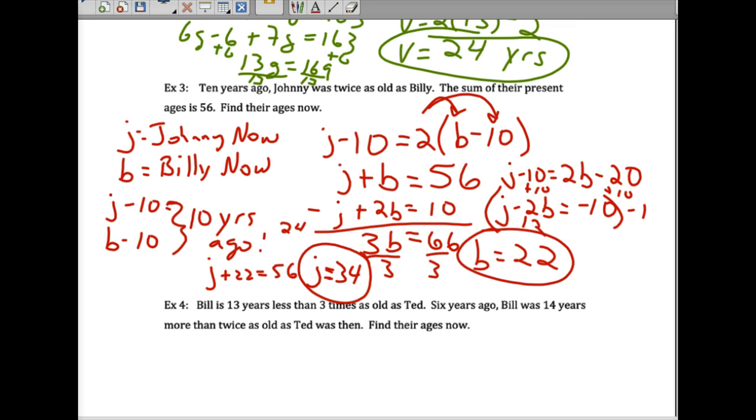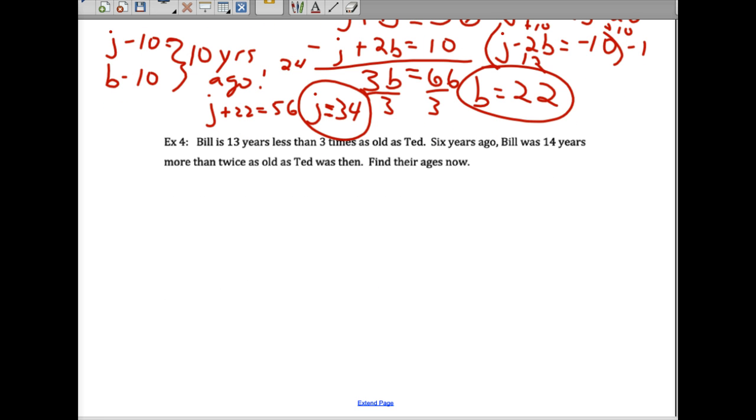All right, last problem, guys. You're doing great. Bill is 13 years less than 3 times as old as Ted.